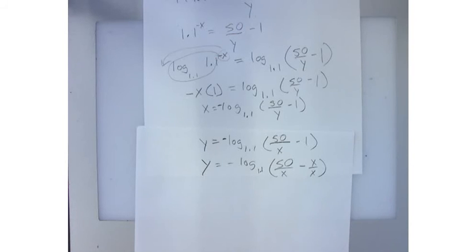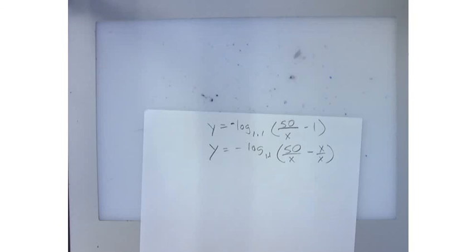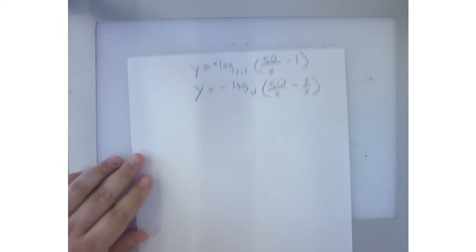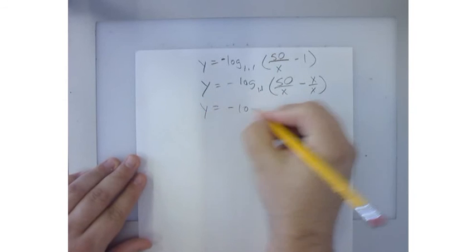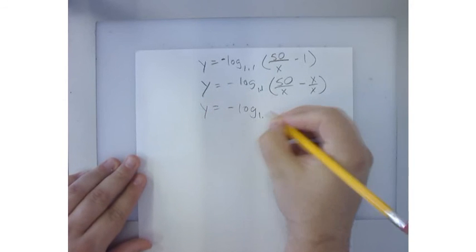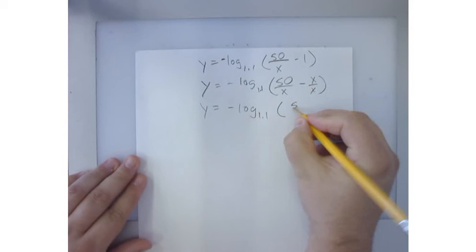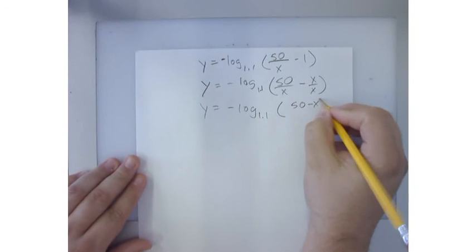Why would you do that? Now you're confusing everyone. No, I'm not confusing you. I'm expanding your capacity to think. Now, the reason I want to do it, shh, I'm not done. When I do that, I could say 50 minus x all over x.